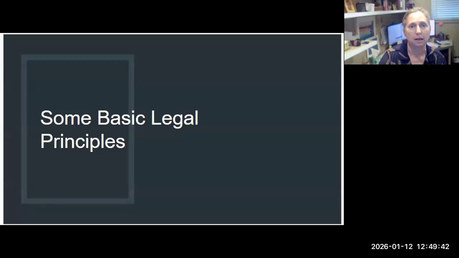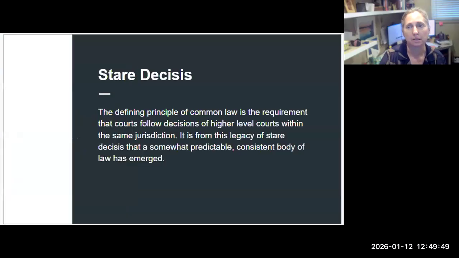As we start talking about the U.S. legal system, I want to make sure that I've talked to you about a couple basic legal principles that are foundational to the system. The first is stare decisis, and that's the requirement that the courts follow decisions of higher level courts within the same jurisdiction. It is because of stare decisis that the court is mostly predictable, right? And that prediction and that advocacy of your case to a predictable outcome in a lot of ways is the practice of law, right?